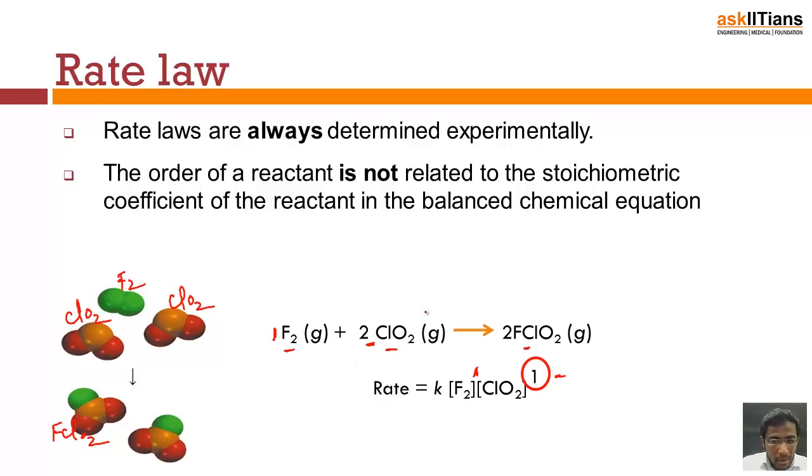But the law of mass action for the same equation can be expressed as rate is equal to K into, which is directly deduced from the chemical equation. So just by looking at the balanced equation, you can write the law of mass action, which is K into F2 into ClO2 square. So here law of mass action and rate law both are different. And the order of a reactant is not related to the stoichiometric coefficient of the reactant in the balanced chemical equation, which I already explained here. Sometimes they are equal, but sometimes they are not equal, but it is not necessary that they should be equal always. So this is about rate law.